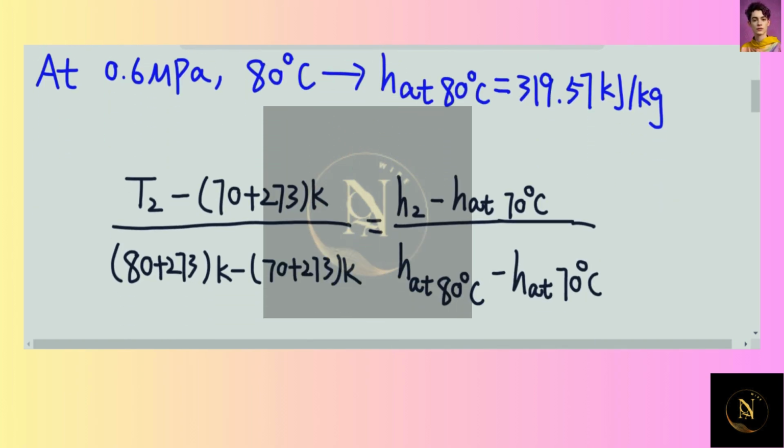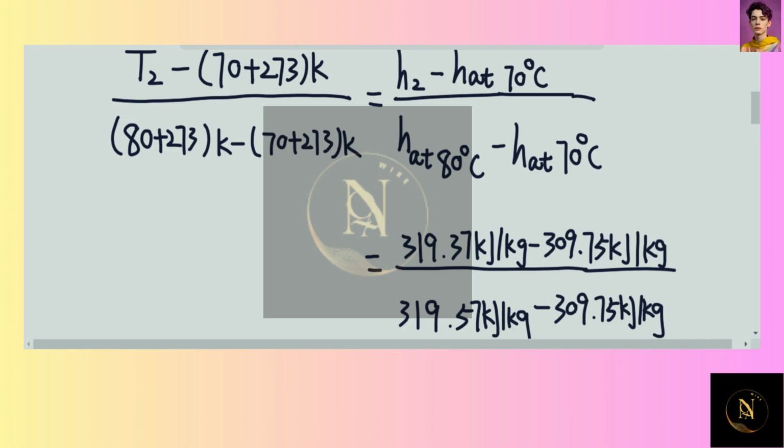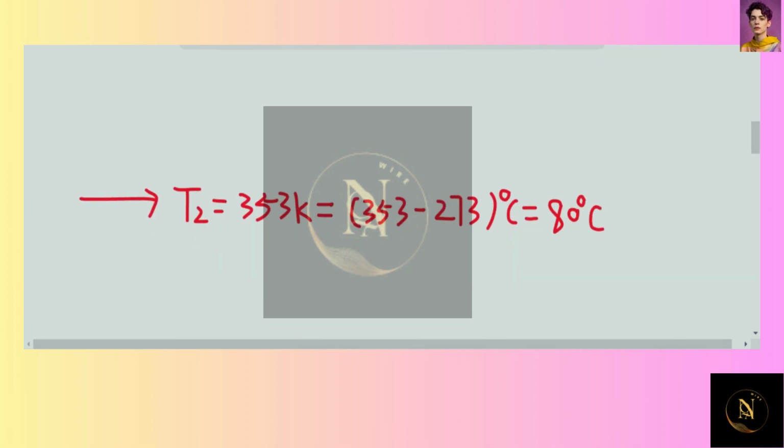Now let's apply the interpolation equation. We have (T2 minus (70 plus 273) Kelvin) over ((80 plus 273) Kelvin minus (70 plus 273) Kelvin) equal to (h2 minus h at 70 degrees Celsius) over (h at 80 degrees Celsius minus h at 70 degrees Celsius). Now we can plug in the values for the enthalpies. Eventually, T2, the temperature of the refrigerant after throttling, is equal to 353 Kelvin. If we convert back to degrees Celsius, we have 80 degrees Celsius as the answer.